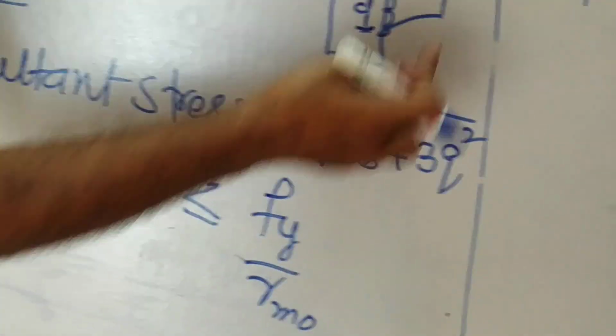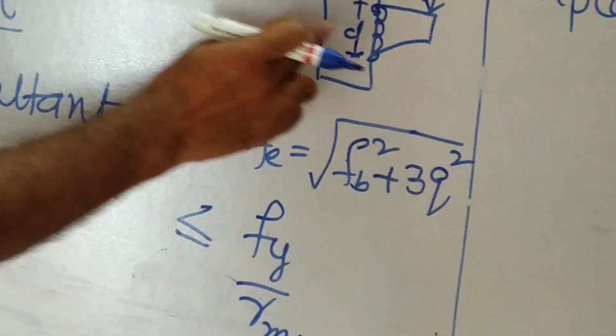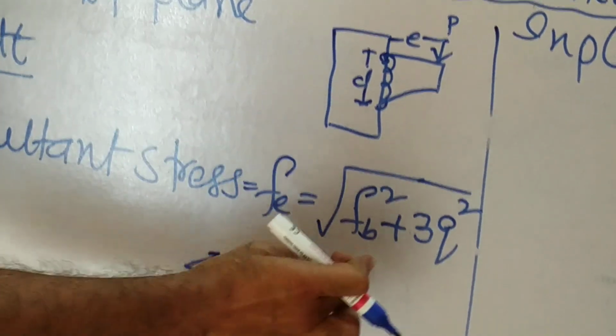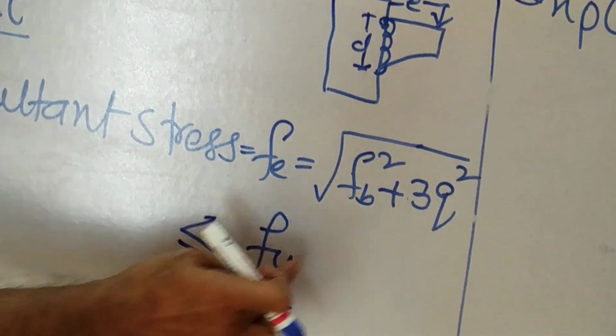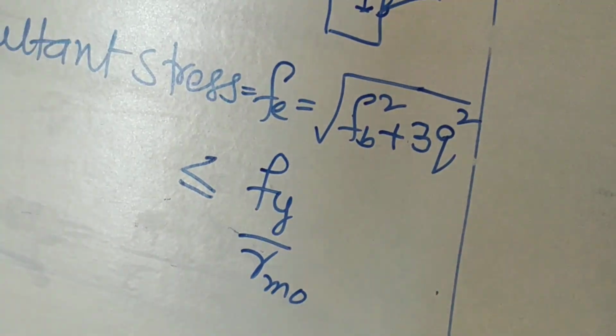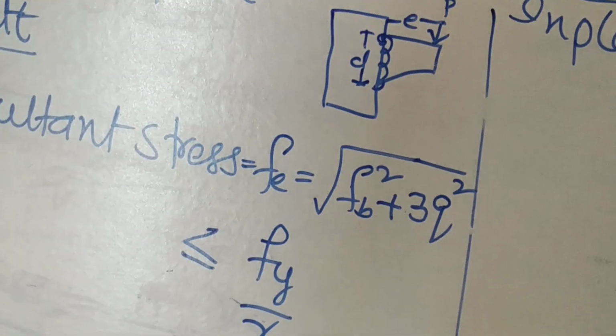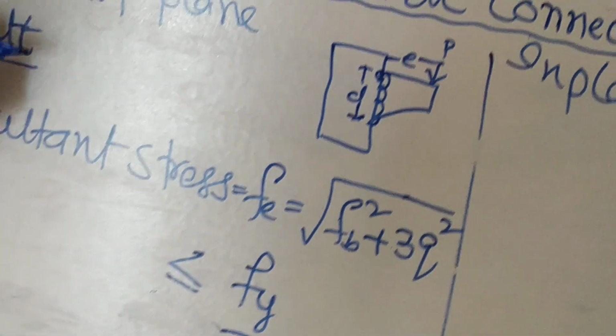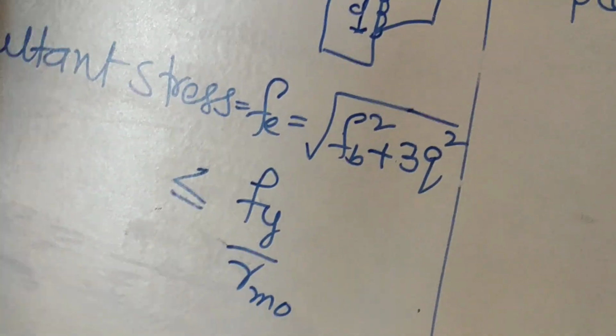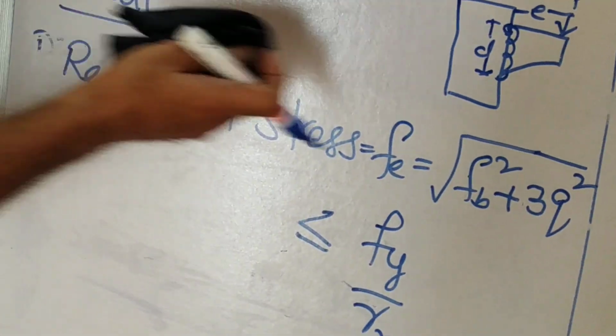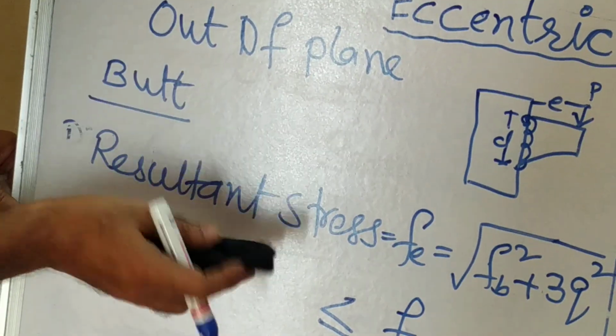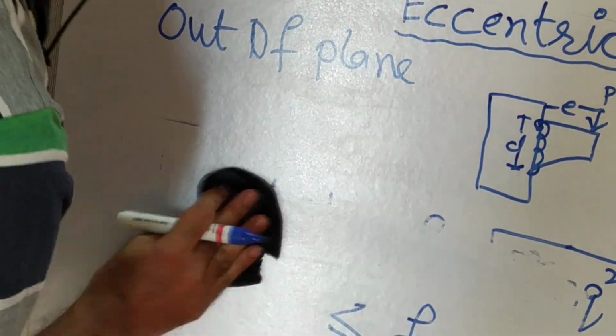If load is asked, you can find out the depth. If depth is given, I can find out the load. Simply, the equivalent stress has to be equal to Fy by gamma m naught. I can find out the design capacity of the outer plane bracket if it is a butt weld. Now what happens if this particular welding is not a butt weld but a fillet weld?